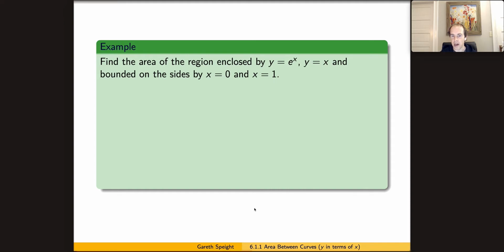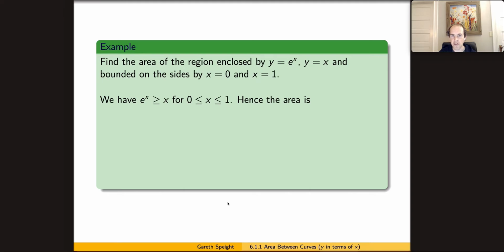And we said we should have a top curve and a bottom curve. So which curve is bigger in this case? In this case, e to the x is going to be bigger or equal to x for x between 0 and 1. For instance, if you sub in x equals 0, e to the x is going to be 1, x is going to be 0. If you sub in x equals 1, e to the x is going to be e, which is 2 point something. x is going to be 1, which is smaller. So naturally, across this interval, e to the x is bigger.